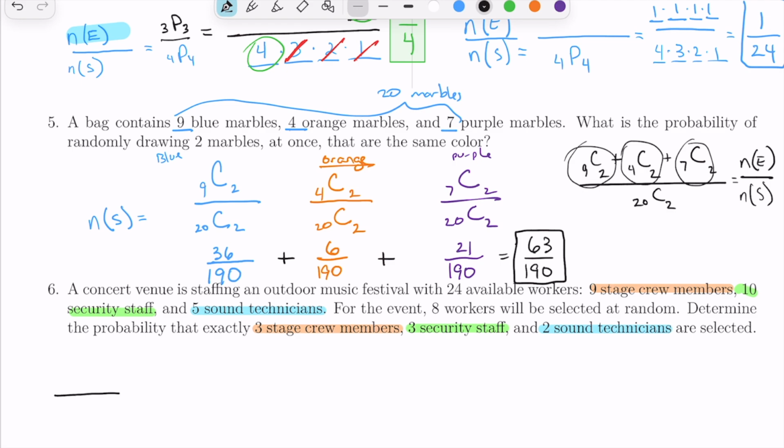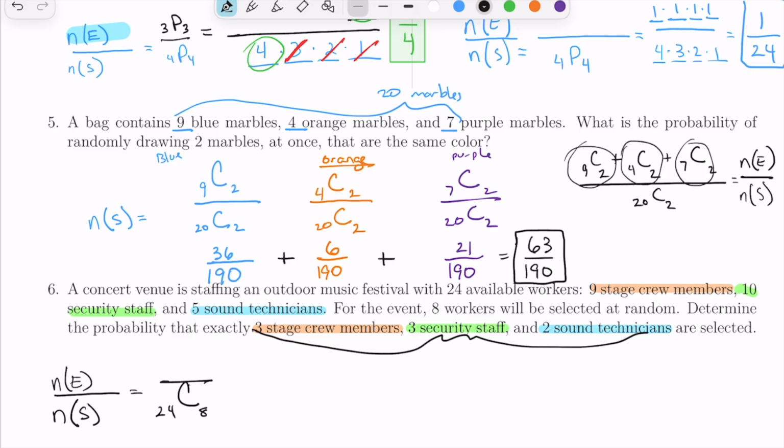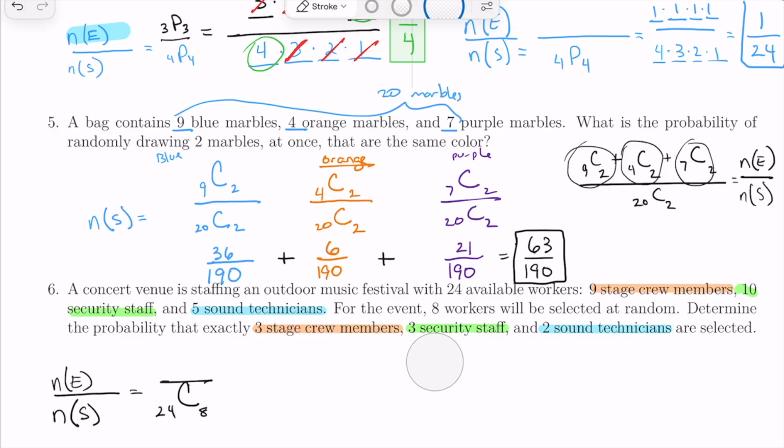When we look at our number of elements in our sample space, there are a total of 24 people, and we're going to choose this group of 8 individuals to work for us. Now, the number of elements in our event, what we actually want to happen, is that we end up with 3 stage crew, 3 security, and 2 sound techs. That's what we are trying to find, the likelihood of that happening.